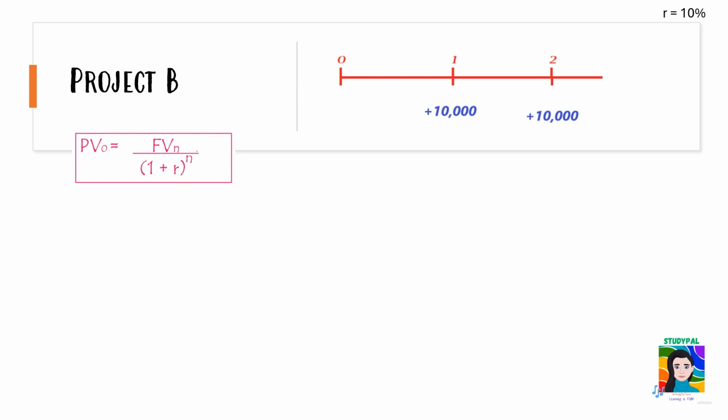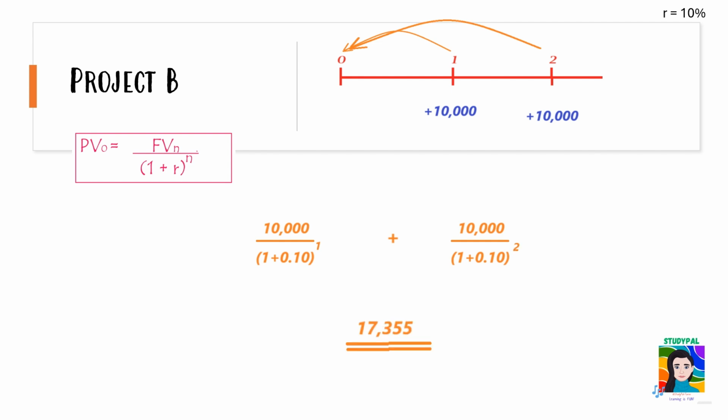Doing the same thing for Project B, we will have to discount the cash flow of 10,000 by 1 year. So 10,000 divided by 1 plus 0.1 to the power 1, plus we will have to discount the next 10,000 cash inflow by 2 years. So it's 10,000 divided by 1 plus 0.1 to the power 2. You will get an answer of $17,355.